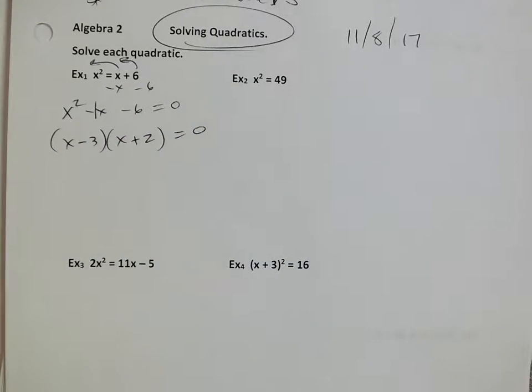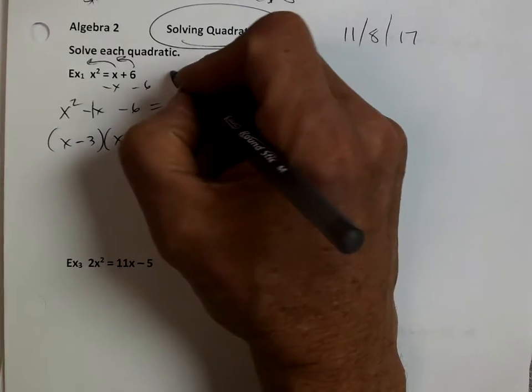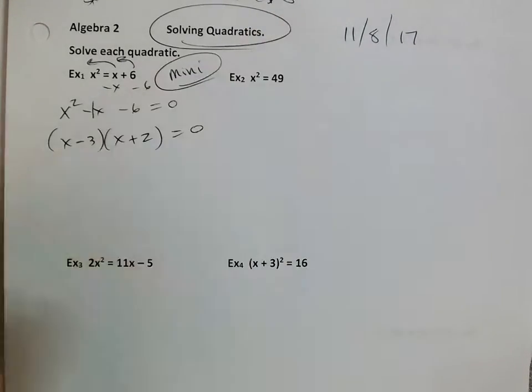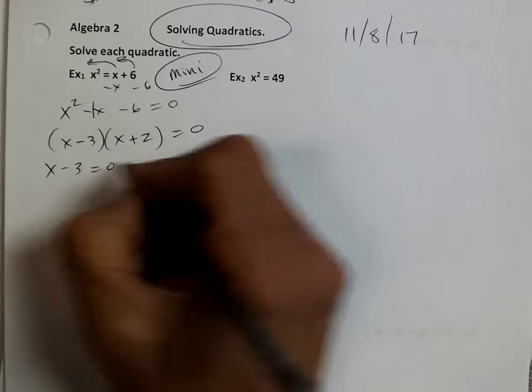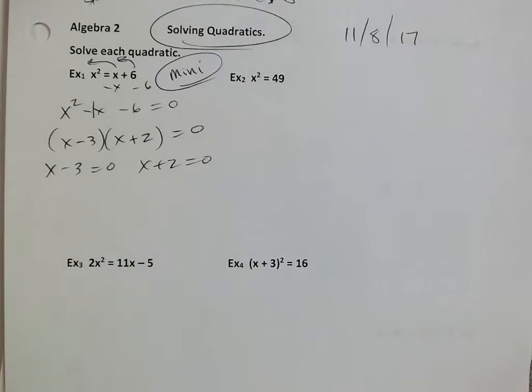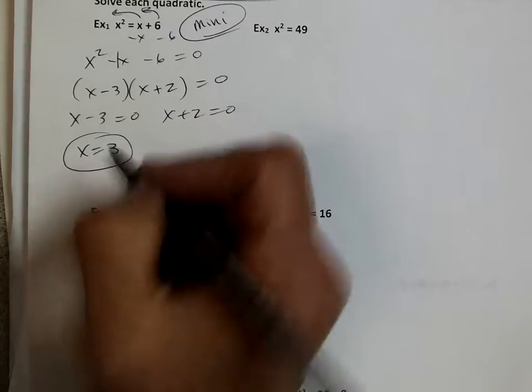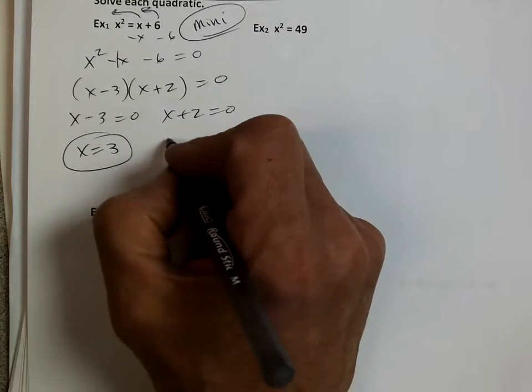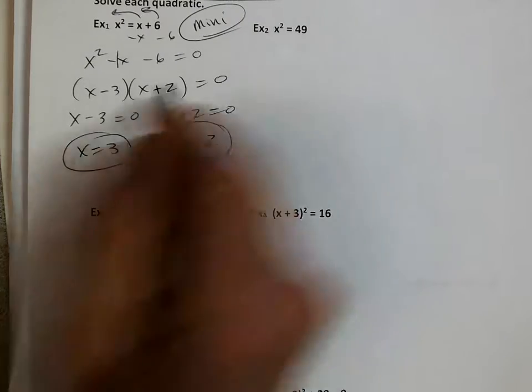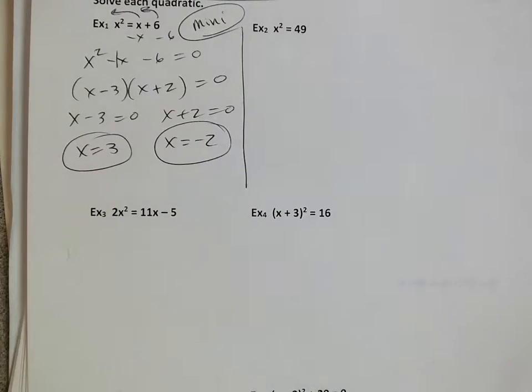But again, we're solving, so we don't stop there. I like to call them my mini equations. So let's make our little mini equations, right? So I'll have x minus 3 equals 0 and x plus 2 equals 0, right? Plus 3, one answer is +3. Minus 2, one answer is -2, okay? Thumbs up? Okay, thumbs up, good. Okay, Nate, you good on this one? Okay, good.